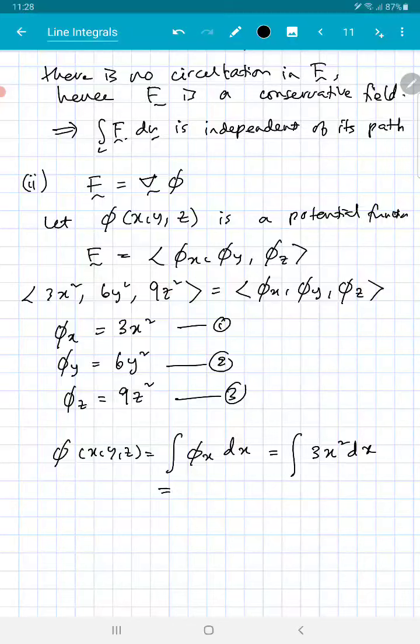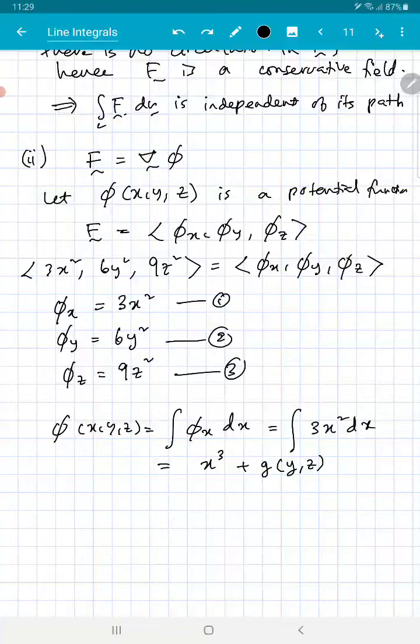So when we integrate 3x squared with respect to x, we get x cubed over 3. 3 over 3 is 1. But of course, the function phi is in terms of x, y, and z. So instead of adding a constant, let's add a function. I'm going to call it g, a function of y and z, because when you differentiate a function of y and z with respect to x, you get a 0. Okay? So that is from integrating the first equation.